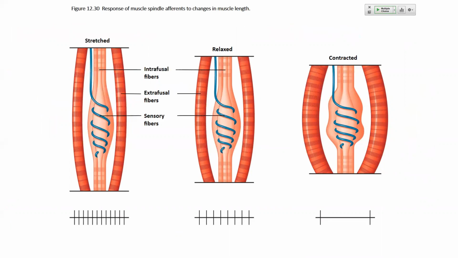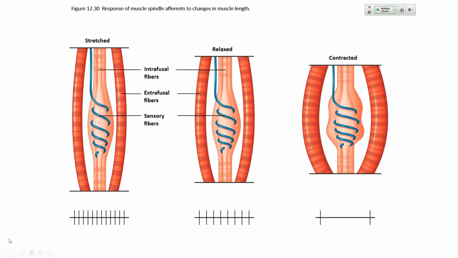Illustration helps to sort of highlight what I just mentioned. So this representation at the bottom is basically the frequency of action potentials. In the middle, the muscle is nice and relaxed, and basically the action potential firing rate is standard, it's set. Now, when we stretch that muscle, think about the example that I gave with the patella tendon reflex.